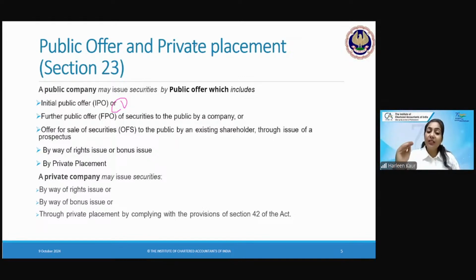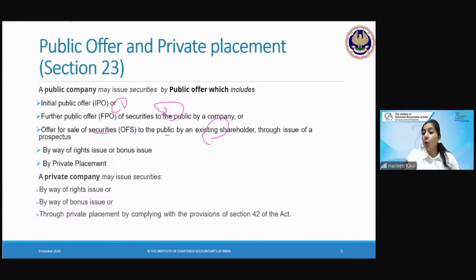And once the securities are already listed, once the IPO has come up, if the company is again in need of money, it comes up with the FPO, that is further public offer. And the third type of public offer is OFS, that is offer for sale of securities to the public by existing shareholders through the issue of prospectus.